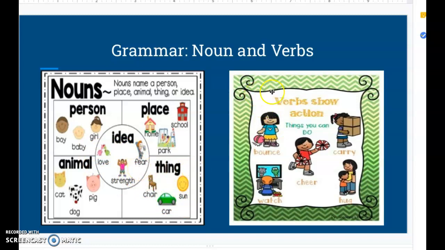And then a verb shows an action. Remember, a verb is something that you can do. So these 5 children, we have someone bouncing a ball, watching TV, cheering, carrying a box. When you hug your parents, it can also be climbing, jumping, jump roping, playing soccer.